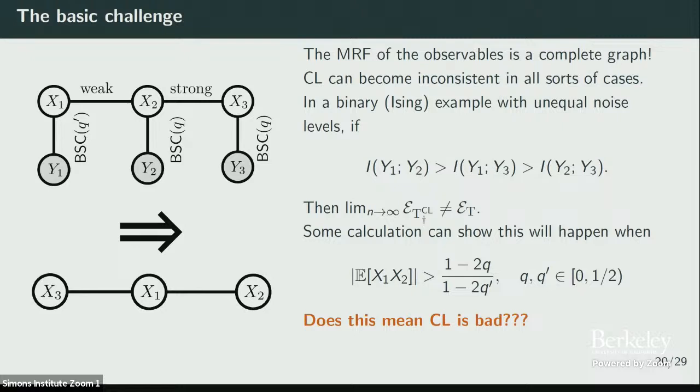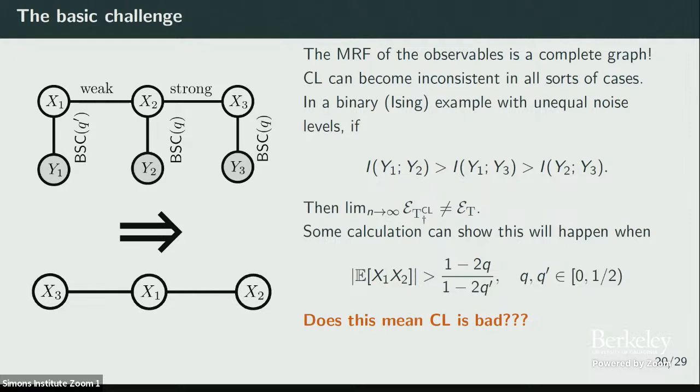But if you look at this very simple example where you have three variables, with a weak connection between x1 and x2 but a strong correlation between x2 and x3, and then you have different noise levels on each one, then you can have a situation where the mutual information between y1 and y3 is actually bigger than the mutual information between y2 and y3. Then you're going to end up constructing a tree which doesn't get that edge between y2 and y3.